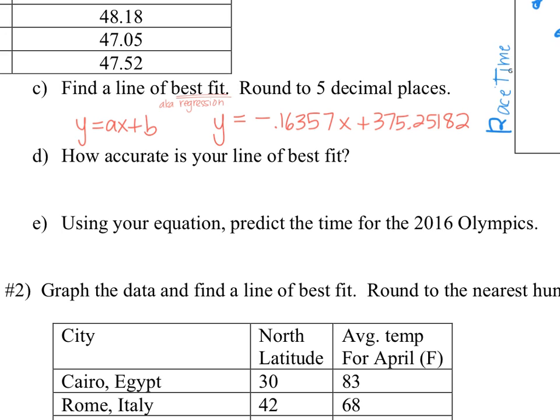Question D, how accurate is your line of best fit? Well, R equals negative 0.98. Okay, that's a 98% match. That is a very strong match. Extremely strong. Okay, 98%, I'd say it's pretty strong.